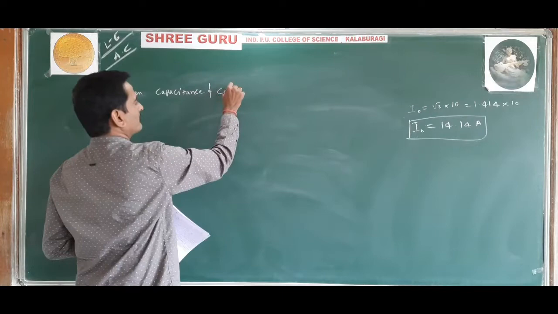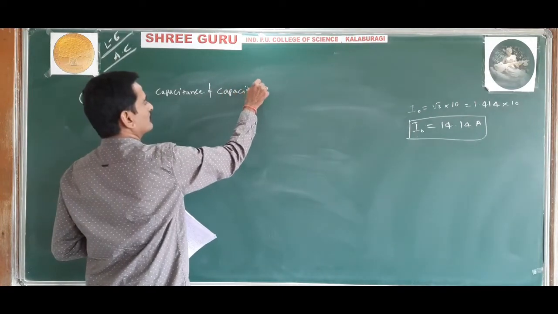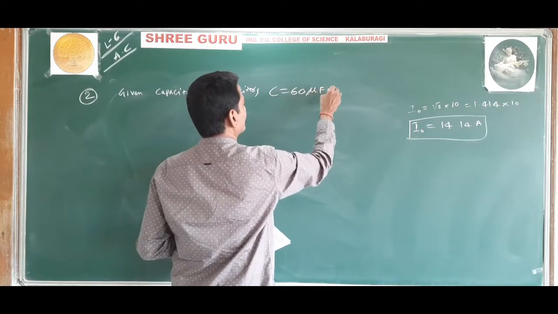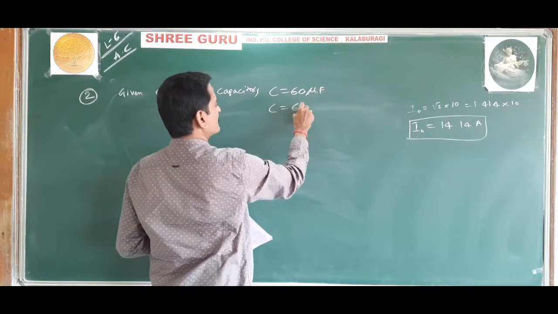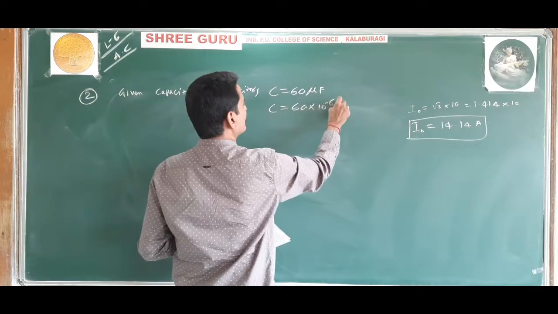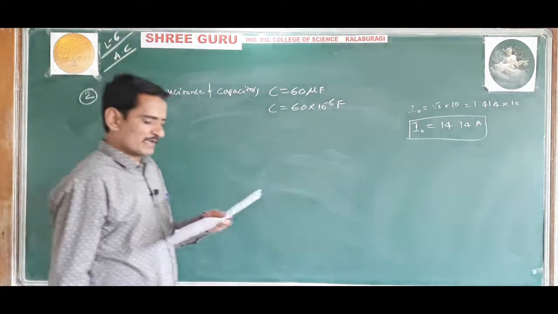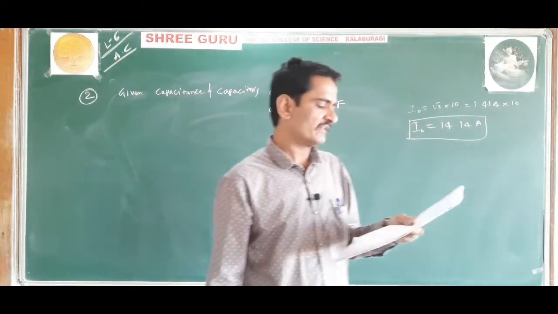Capacitance of capacitor, that is C is equal to 60 microfarad. That is nothing but 60 into 10 to the power minus 6 farad. It is connected to a 110 volt, 60 hertz AC supply.